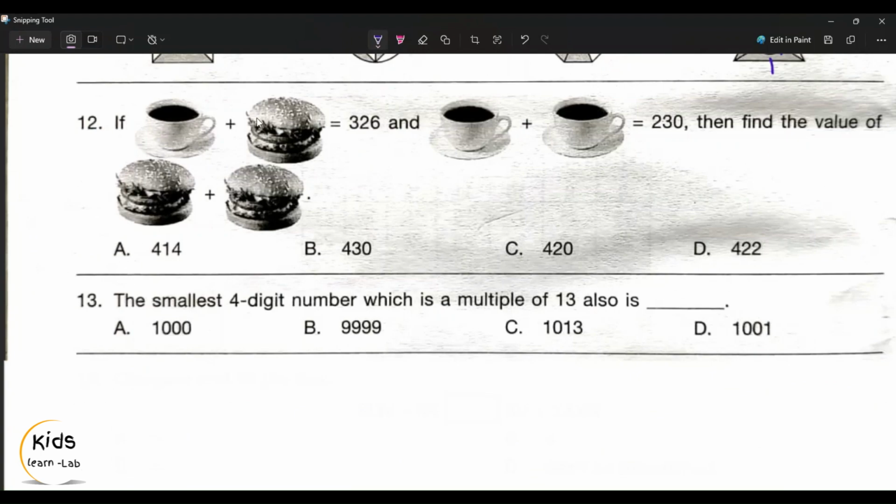If 1 coffee cup plus burger is equal to 326 and 1 coffee cup plus 1 coffee cup is equal to 230, then find the value of 1 plus 1, 2 burgers. So let's think coffee cup as C, burger as B. So let's write here 1C plus 1B is equal to 326. 1 plus 1, it means 2. 2C is equal to 230.